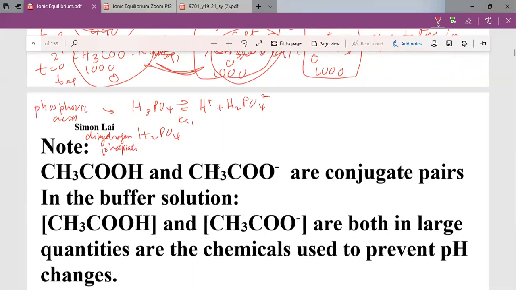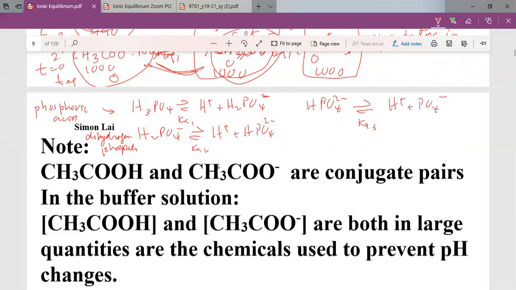Because of 2 hydrogens here, this ion can also dissociate another Ka2, giving H plus and HPO4 2 minus, which is monohydrogen phosphate. Now, the third one: HPO4 2 minus can also undergo another one, Ka3, to give you H plus and PO4 3 minus.